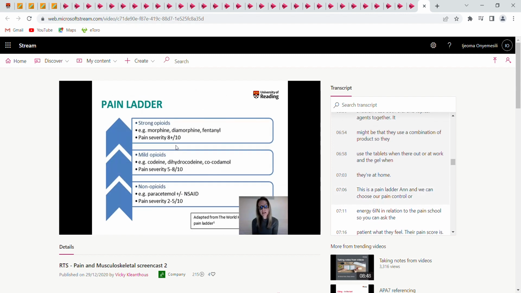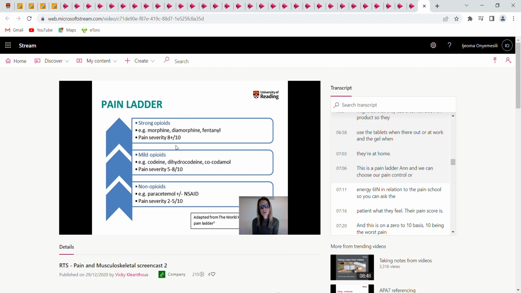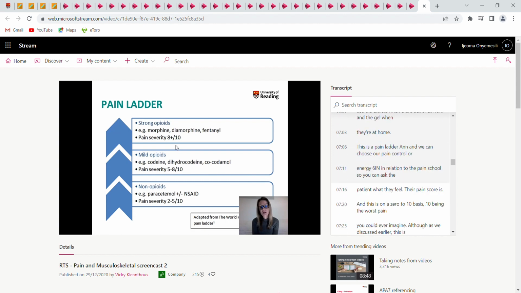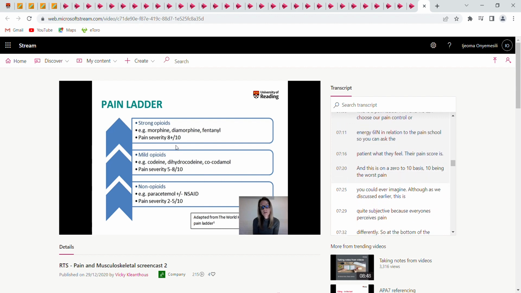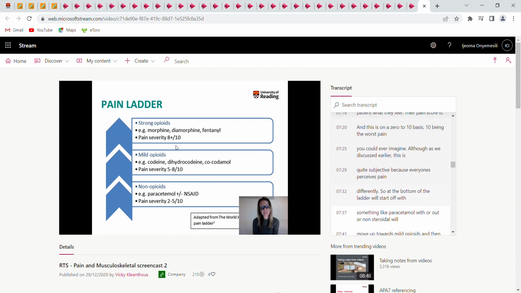This is the pain ladder, and we can choose our pain control or our analgesics in relation to the pain score. So you can ask the patient what they feel their pain score is. And this is on a 0 to 10 basis, 10 being the worst pain you could ever imagine. Although, as we discussed earlier, this is quite subjective because everyone perceives pain differently.